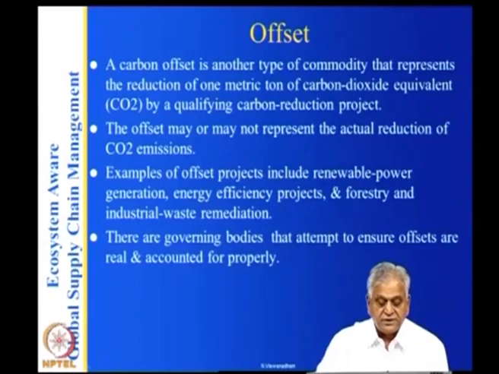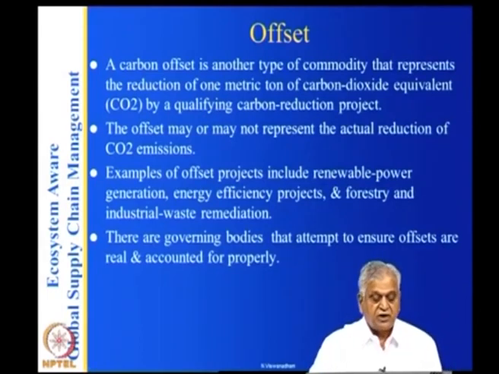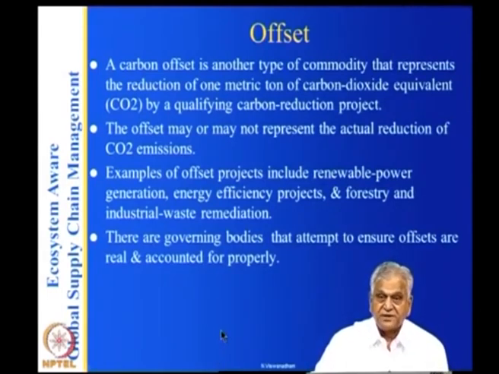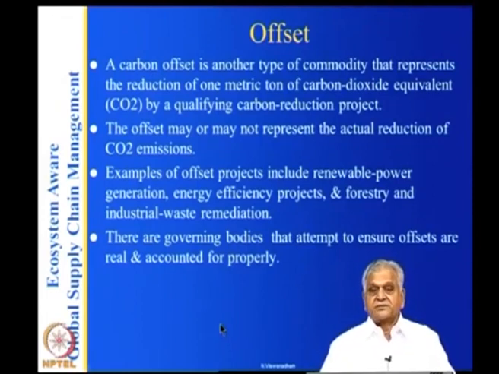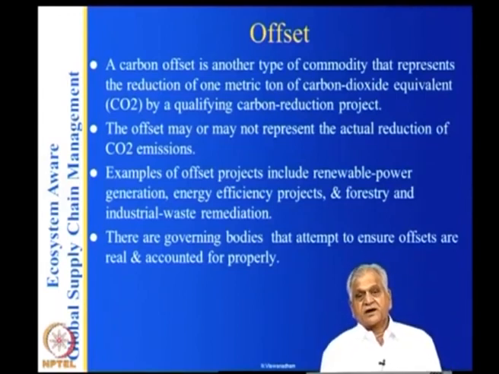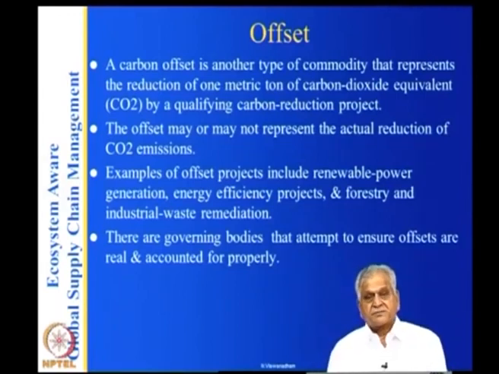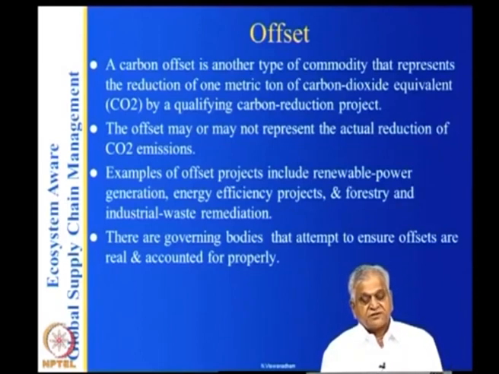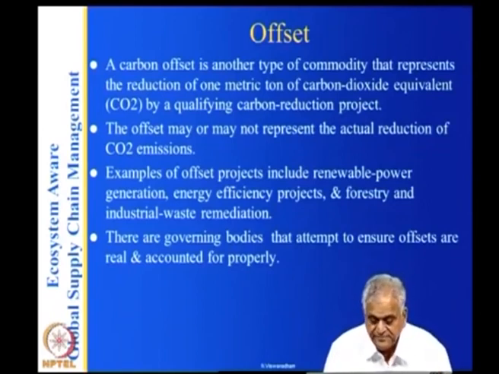So, there are governing bodies that attempt to ensure offsets are real and accounted properly, because you are trying to match apples and tomatoes here. In other words, your carbon from a cement plant you want to offset to a solar power plant elsewhere. So, some body in between, a regulatory body, has to decide what it means in terms of offset.